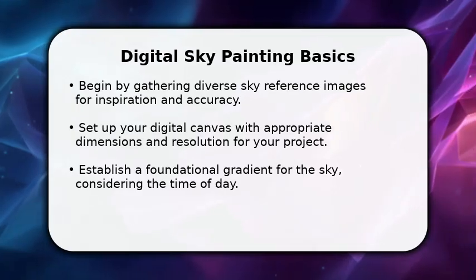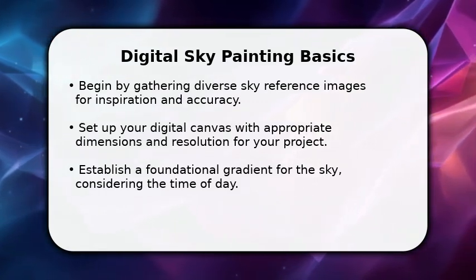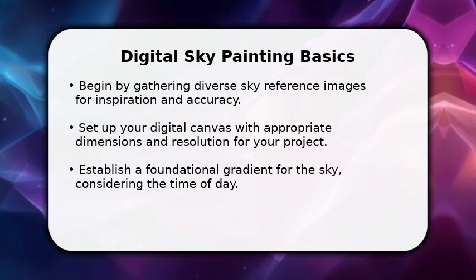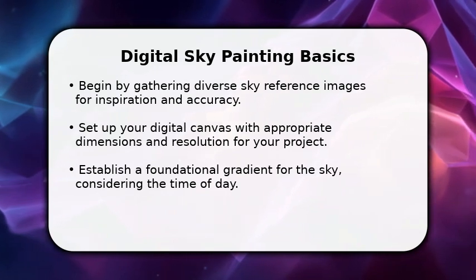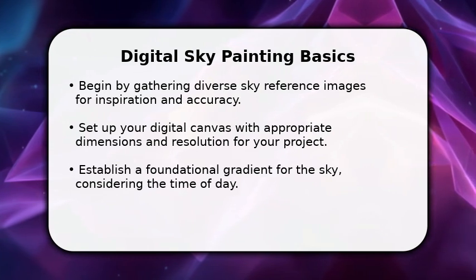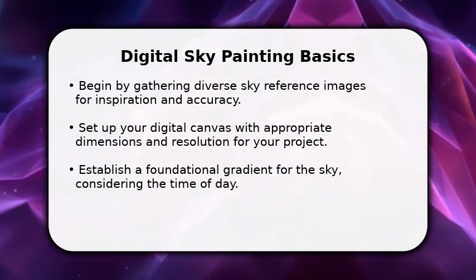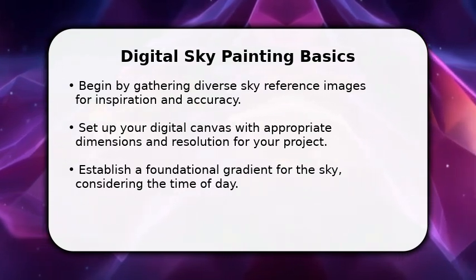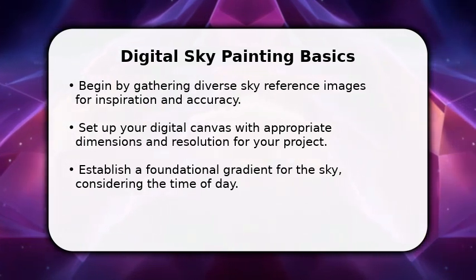In this video, I will explain how to paint sky digital art. We will begin by exploring essential foundational steps. First, gather diverse sky reference images to inspire your work and ensure accuracy. Next, set up your digital canvas with suitable dimensions and a high resolution, perhaps 300 dpi, for optimal detail. Then, establish a smooth gradient for the sky's base, considering the time of day. Finally, identify your primary light source and its direction and intensity.